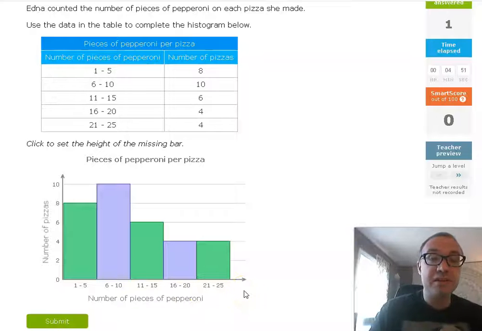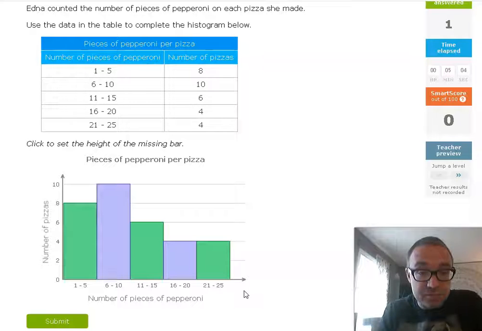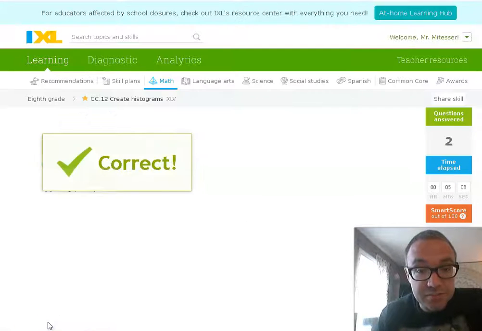So when you go and make your own histogram for your project, it will look something like this. So in your notes, you should have a nice picture of these histograms. So then we'll hit submit.